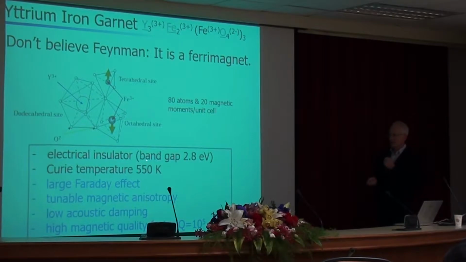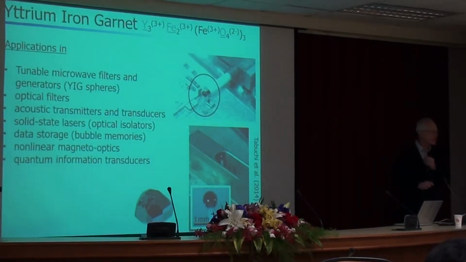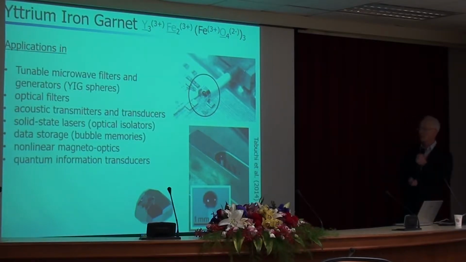So it's a good insulator, it has a nice Curie temperature, and several very favorable effects. The most important one is the high magnetic quality factor of about 10^5. So there are many applications for YIG. It's maybe the most useful magnetic substance of all because of these different properties. I would like to point out that it is being recently used for quantum information transducers by the Nakamura group.